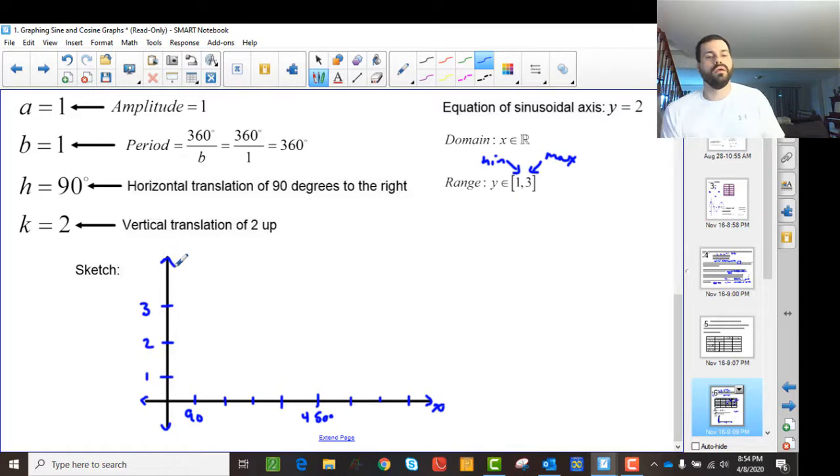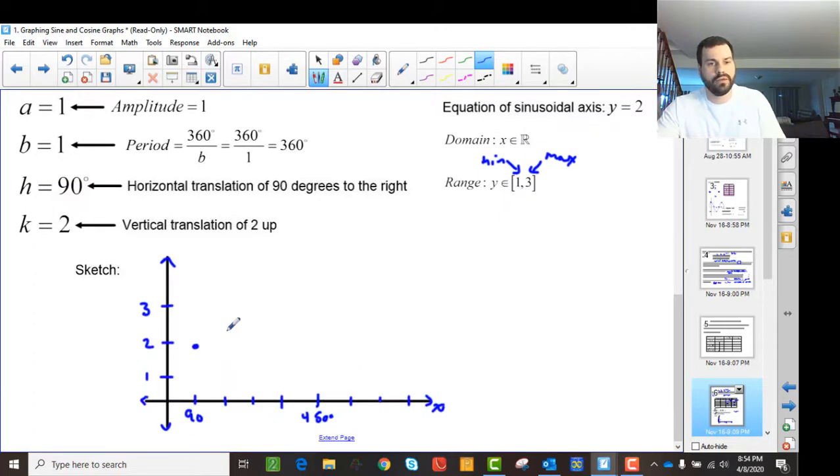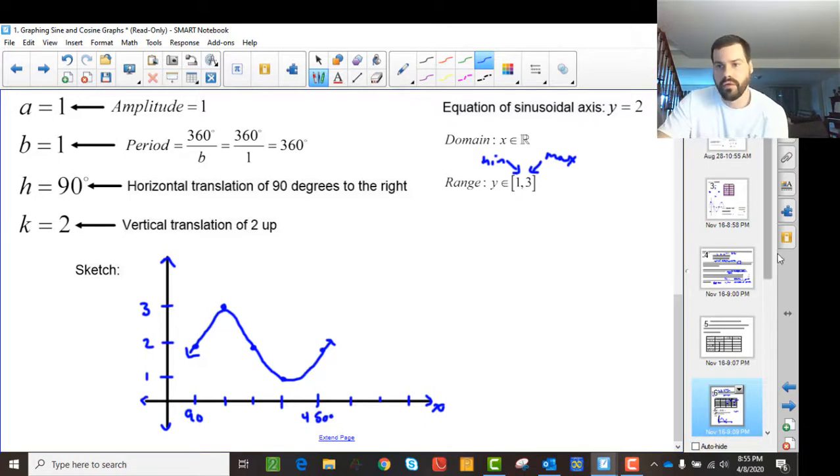Okay. And then I'm just going to plot these points. So the first point I got to plot is 90 and 2. So it goes here. Then the next point is 180 and 3. So that's 180. There's 3. Then I'm back down to 2 at 270. Then I'm down to 1 at 360. And at 450, I'm back at 2. So my graph looks like this. Okay, and then I'm done. So that's how you draw the graph and state everything.